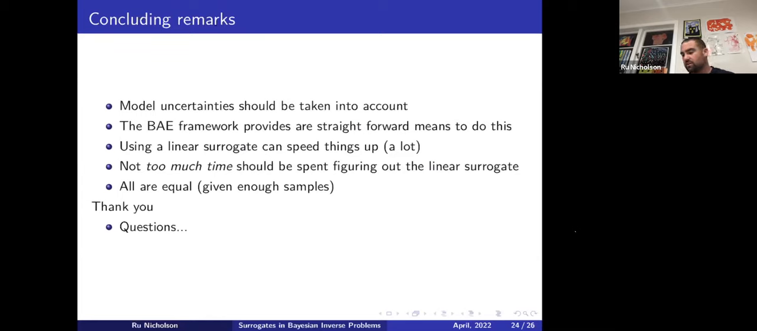So if one has handy a good linearization, such as a Fréchet derivative, go for it and use it, and that's good. It'll be better than the zero model in terms of you would need to run fewer models to compute the statistics, but you shouldn't spend too much time trying to figure out a linear surrogate, because all that time you could have just been running the accurate model, constructing the statistics of the approximation errors based on using the zero model. And then finally, all linearizations are equal if we could take enough samples, and sometimes we can, and so that's fine.